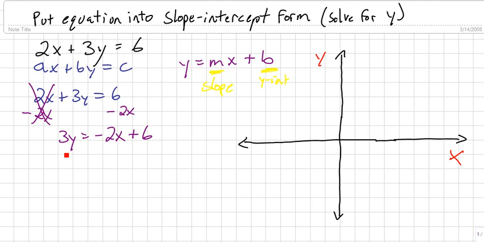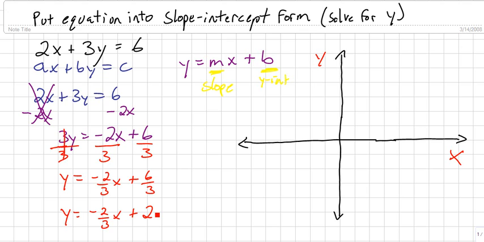And now, if you take a look at it, I'm close. I have the y's on the left side and everything else on the right side, but I still have this 3. I need to get rid of the 3. It's saying 3 times y, so the equal but opposite operation of multiplying something by 3 is dividing it by 3. Whatever I do to one side, I have to do to everything on the other side. So obviously the 3's cancel out to 1, so I'm left with y equals negative 2/3 x plus 6 over 3. And 6 over 3 can be simplified, so y equals negative 2/3 x plus 2.